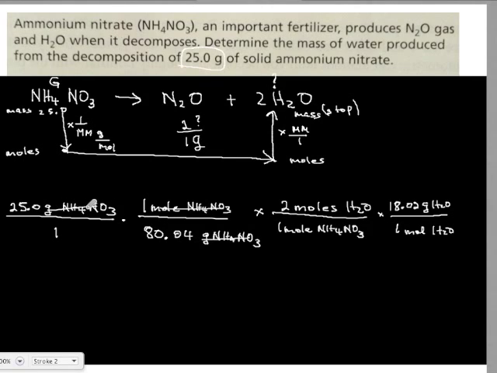Grams of ammonium nitrate cancelled out, moles of ammonium nitrate cancelled out, moles of water cancelled out. Then your final unit is grams of water, which is what you want. Pick up your calculator, figure out the answer, reduce it into the lowest significant figure, and that's your final answer.